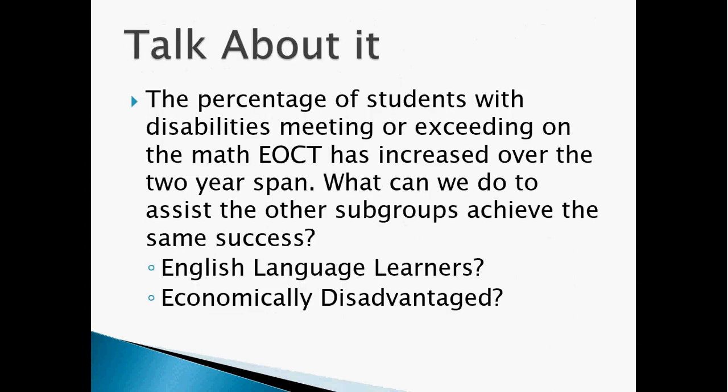One thing I want to do is talk about how the percentage of students with disabilities meeting or exceeding on the math EOCT has increased, and what we can do to assist other subgroups to do the same and have the same success. How can we get English language learners to increase? How can we get the economically disadvantaged subgroups to increase? When we start talking about these different subgroups and what we can do to get these kids increasing, we start increasing our overall pass rate and our overall exceeds rate. And so that's what I want to do. I want to break up in groups and discuss that. Thank you.